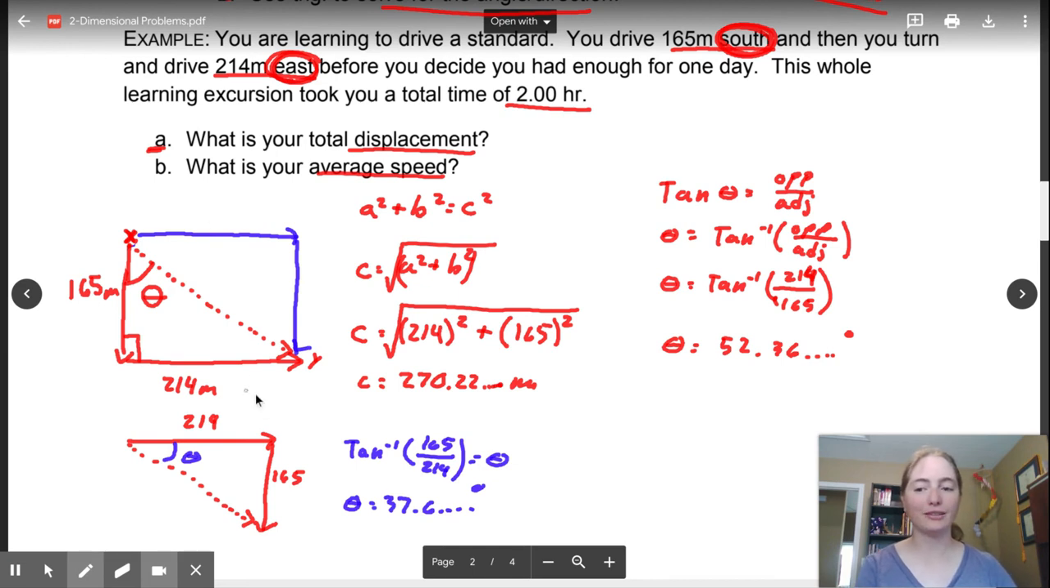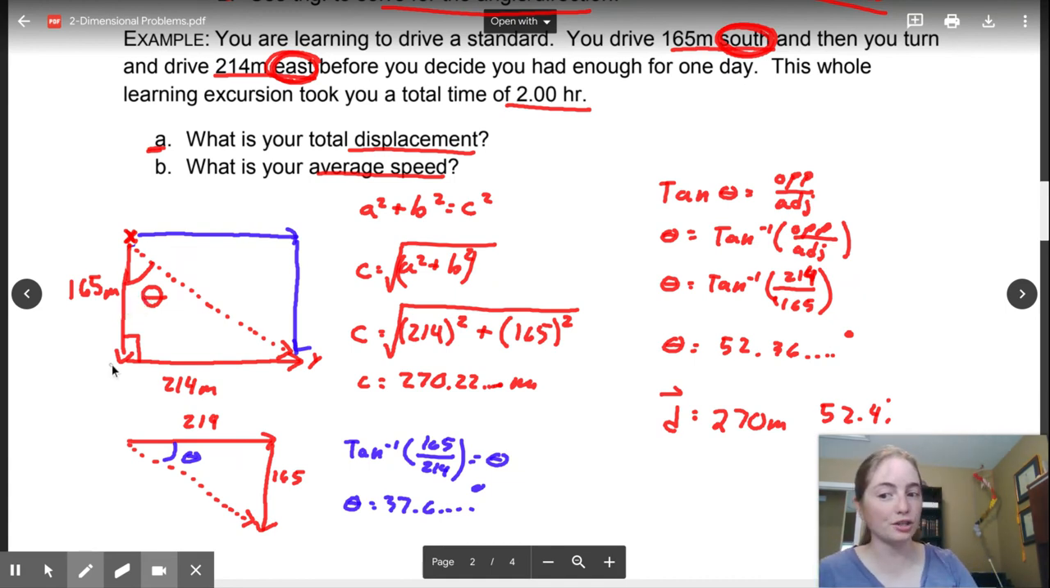If you drew your triangle to get red theta, your answer, with sig digs, everybody's got 3 sig digs, so your displacement is going to equal 270 meters. If you used red theta, you would get 52.4, rounding, degrees. Now let's look at our reference. We start at the nearest axis. Here's our nearest axis. And we are going to move from the south, and we are going to be moving towards the east. That means we are east of the south line.